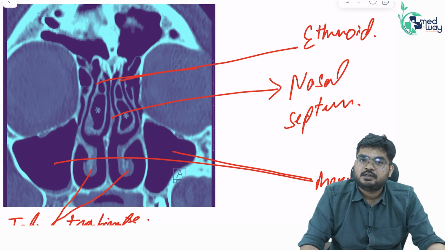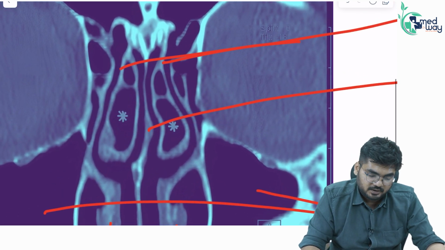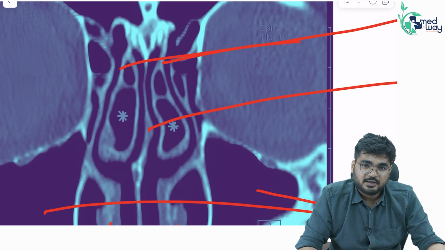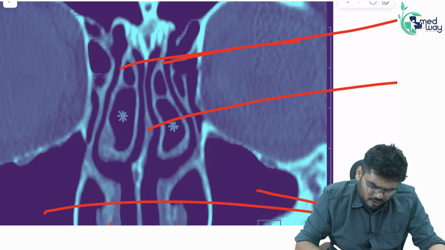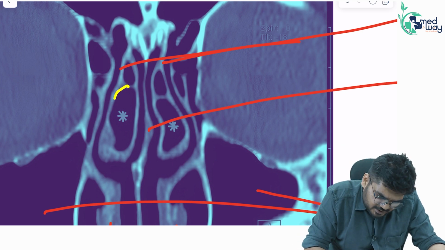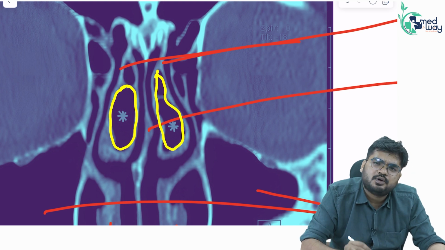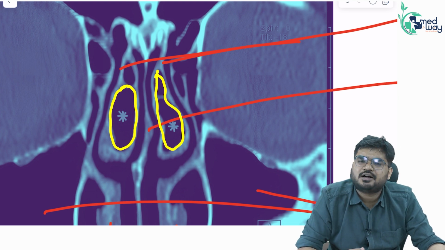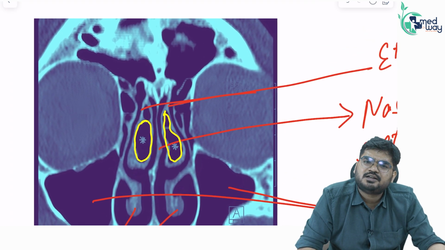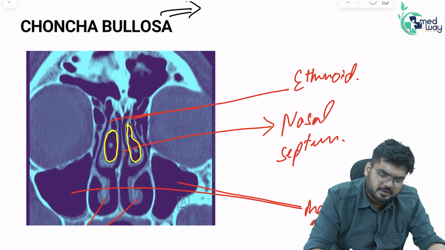But now, let us look at the middle turbinate, and I will magnify it for you. Sir, you told us what is a turbinate? A turbinate is a bone covered by mucosa. But then, sir, how come there is air inside the middle turbinate? You told us it is just a bone covered by mucosa. But how come there is air inside a turbinate? Air inside the middle turbinate, we can also say, is pneumatization of the middle turbinate.